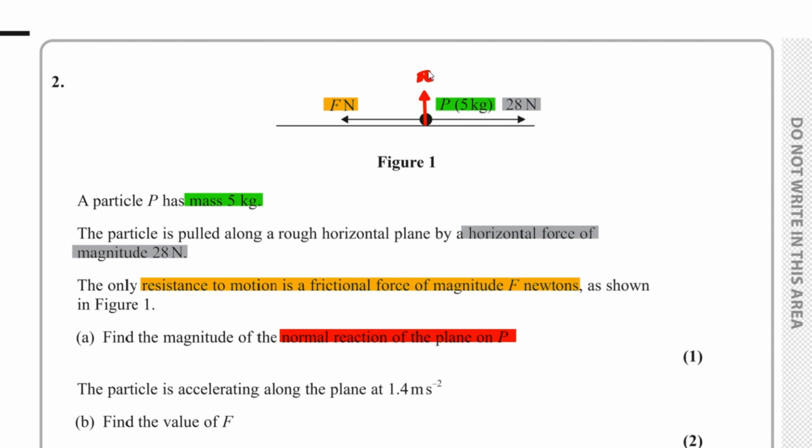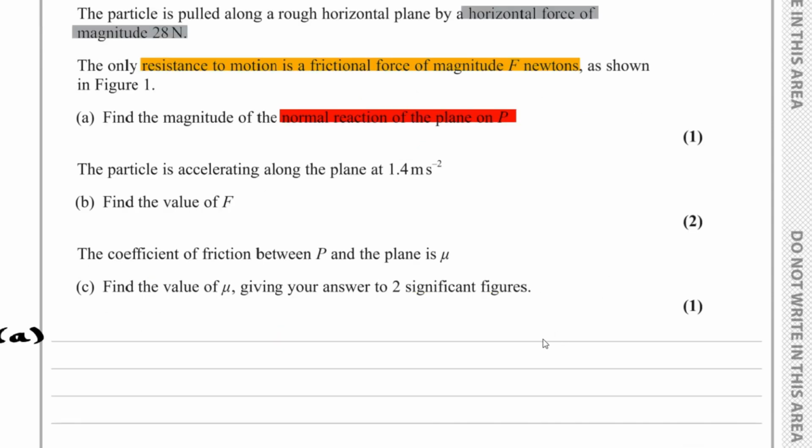And what we have is an equal and opposite force to this, mg. m is 5. We multiply that by gravity. So we have 5g, as shown in the diagram. For part A then, R is equal to 5g, and therefore we find R to equal 49 newtons.